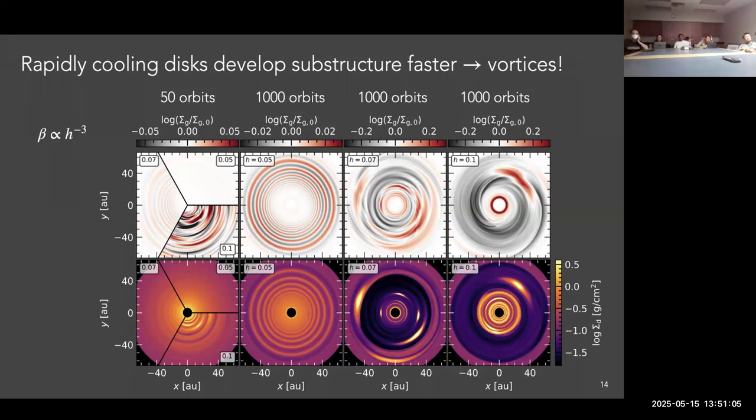Think about it like that. So if I waited long enough, even the 5% case would eventually break into vortices. I actually did, and it does break into vortices. But now, of course, the radial spacing between these vortices is set by the background temperature as well. So they're going to be a bit more spaced out for the 7% case.